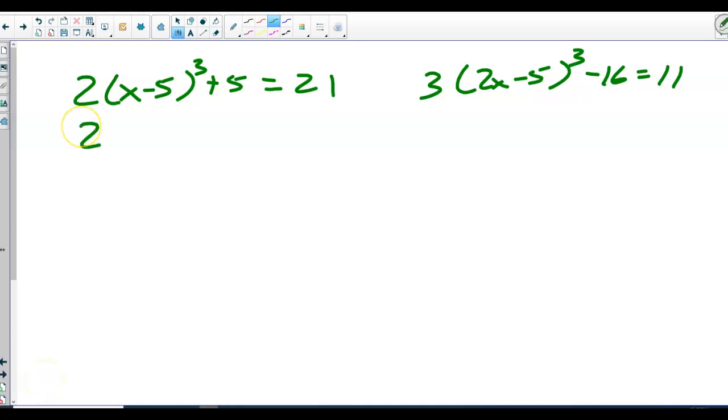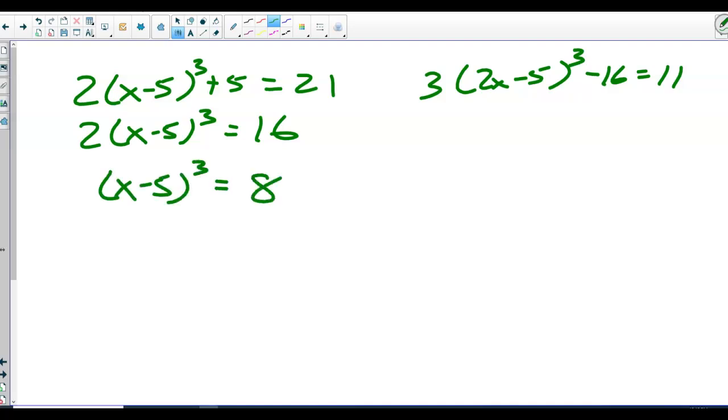Right, so this problem here, we're going to subtract 5 on both sides, get 16. We're going to divide both sides by 2. We've got to get that parenthesis with the exponent alone. And then we take the index of the exponent.